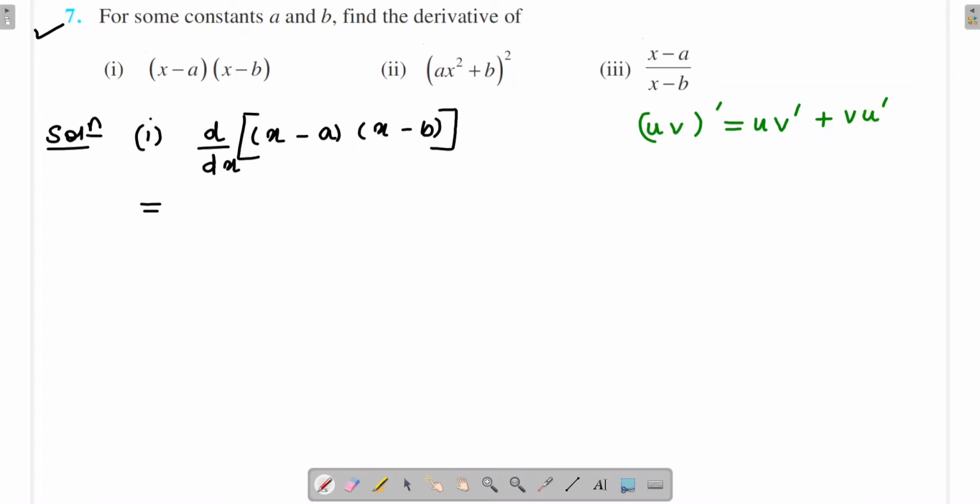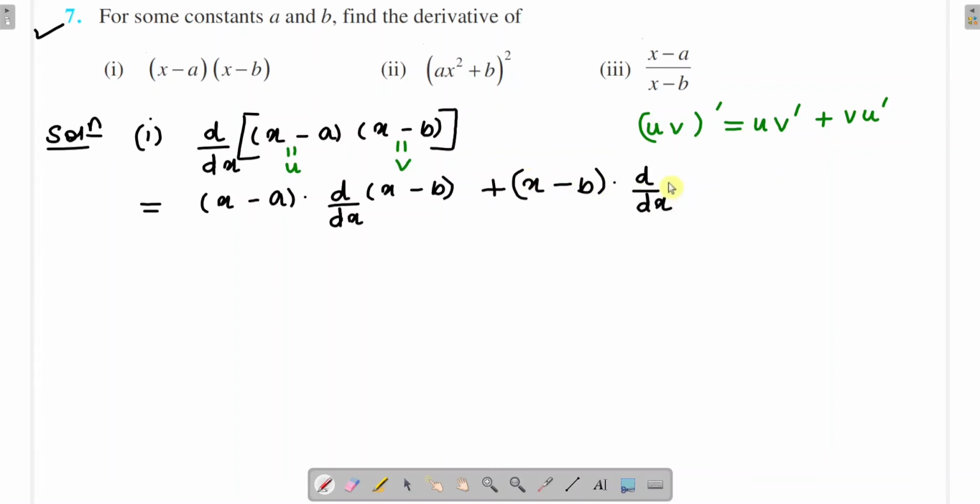Okay, so this is the formula. Now this is the first function u, this is the second function v. So the derivative of uv will be u, that is x minus a, the first function, multiplied by the derivative of the second function, so d by dx of x minus b, plus the second function x minus b multiplied by the derivative of the first function x minus a. So these are easy problems, you can see, you only have to use the formula properly.